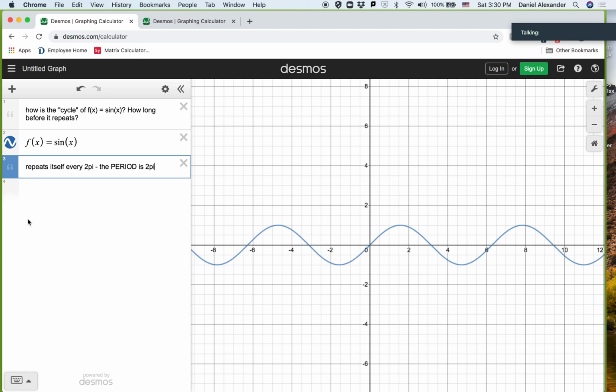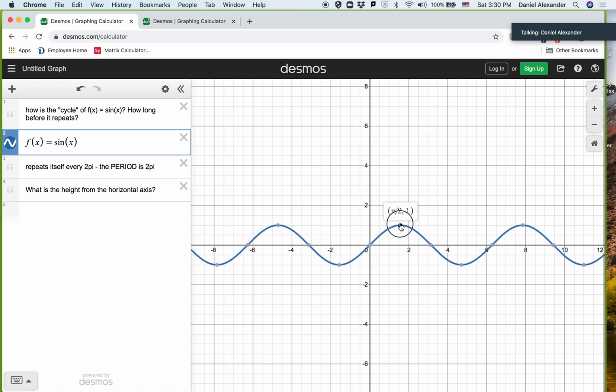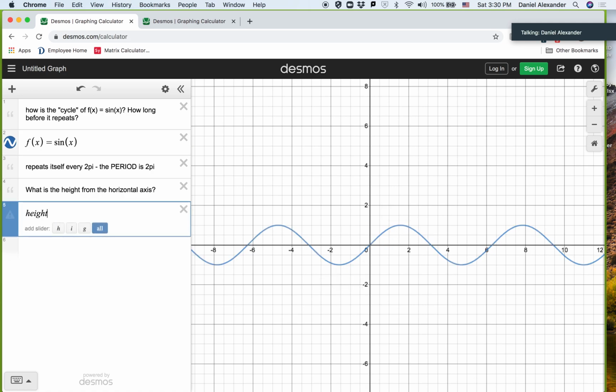Okay, so I'm going to ask you another question. What is the height from the horizontal axis? Again, if you look at it, you can just look at some points. You can see the high point is 1. The low point is -1. So the height is just going to be 1.